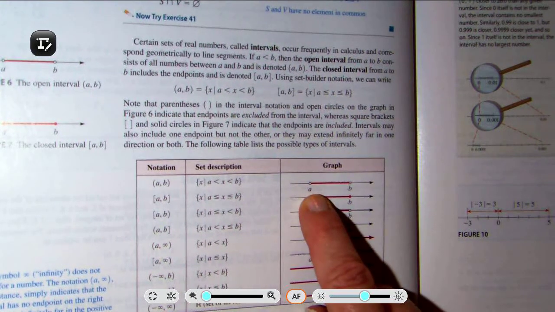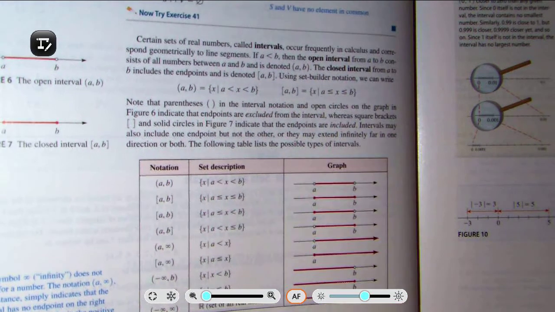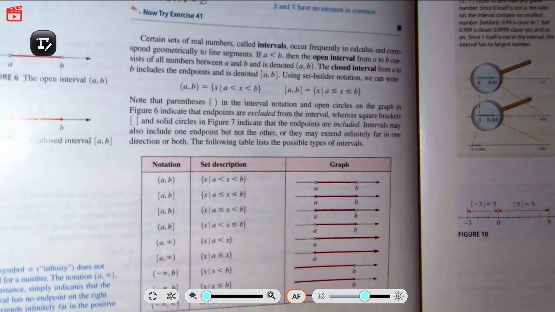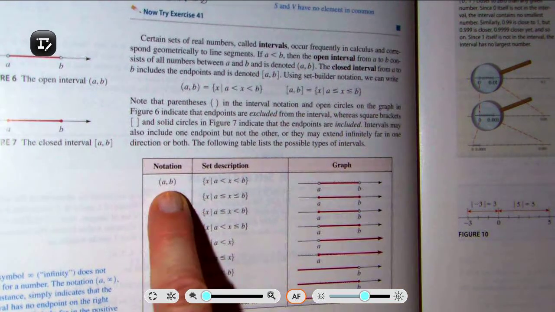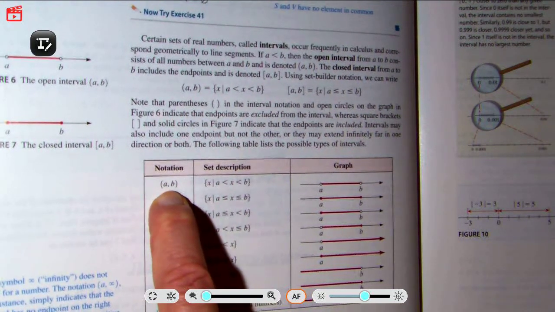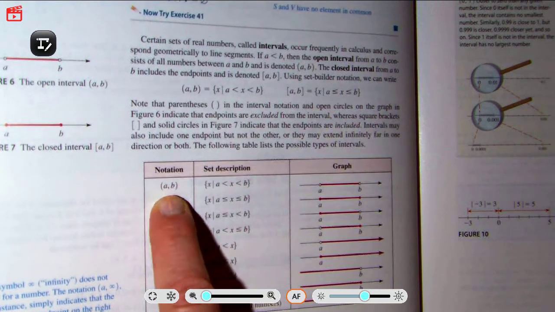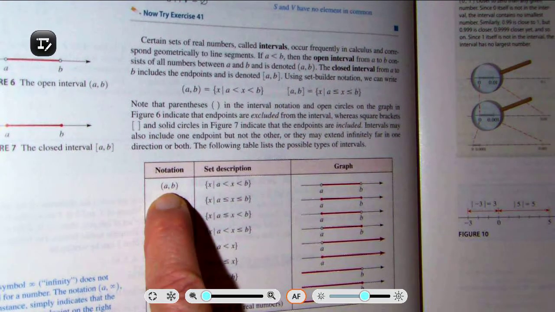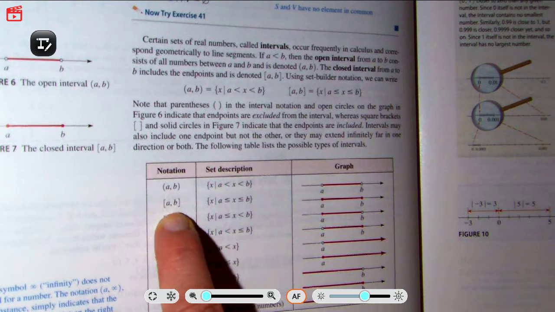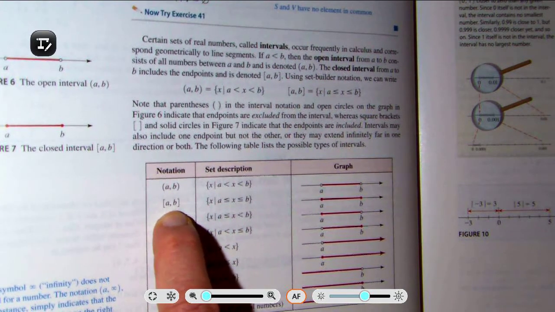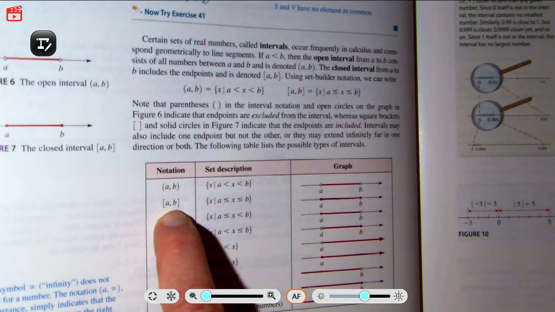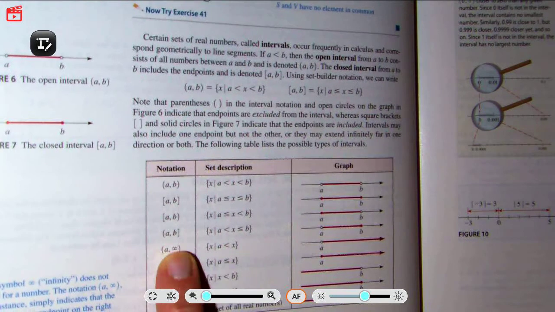Some of you might have learned the round brackets and square brackets. Those are used as well. Or we use what we call interval notation. So this represents not a point, but the interval from A to B, not including those endpoints. This would be the interval of all the numbers from A to B, including both of them. So it kind of goes through all the different possibilities.